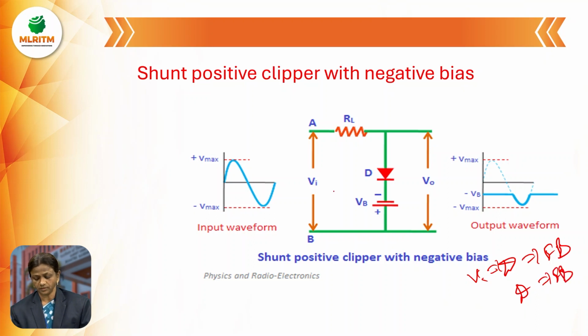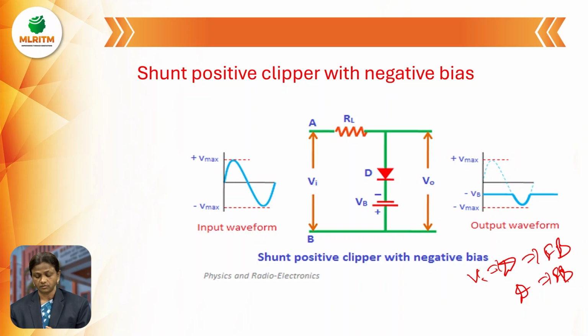So due to VI, diode D is in forward bias. Due to VB also, diode D is in forward bias. Then you need not check whether VI is less than VB or VI is greater than VB. So during the positive half cycle, due to VI, diode D is in forward bias, and due to the biasing voltage VB also, diode D is in forward bias.